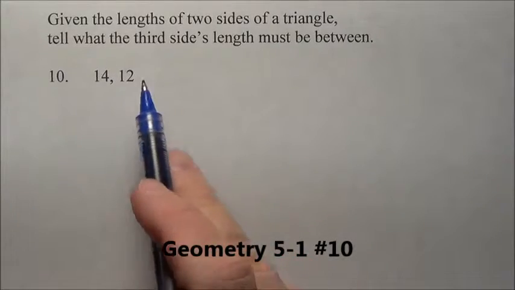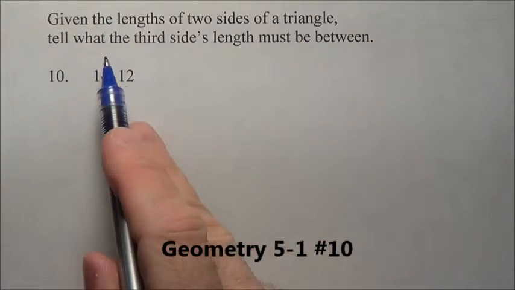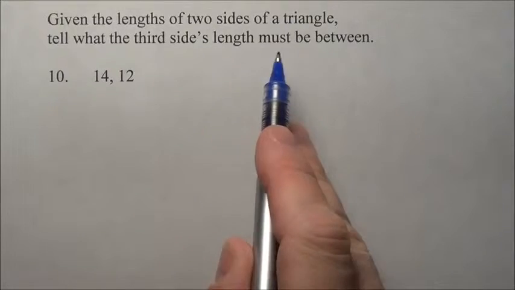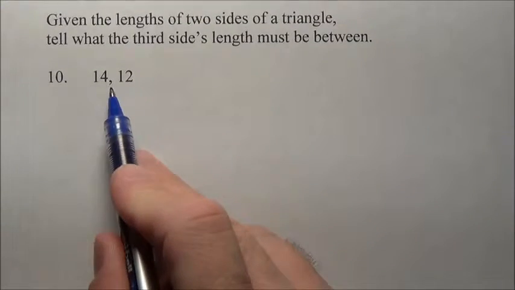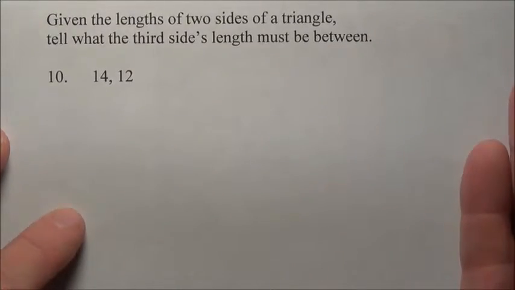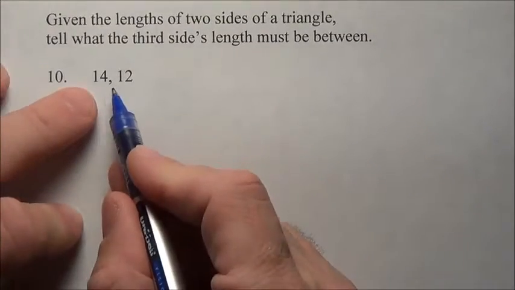Here's problem 10. It says, given the lengths of two sides of a triangle, tell what the third side's length must be between. Well, we have two sides that are 14 and 12, so we've got to figure out what that other side can be. Now, there's an easy pattern, but let's think about this.